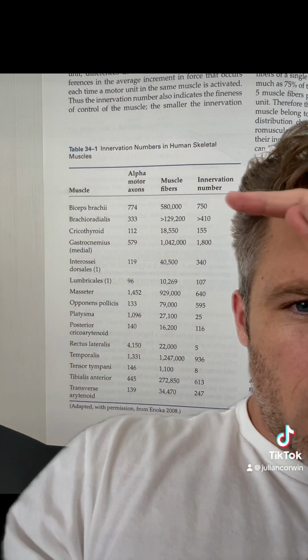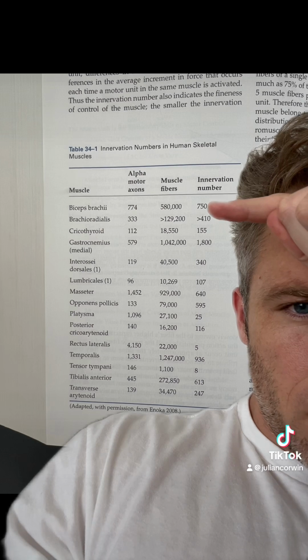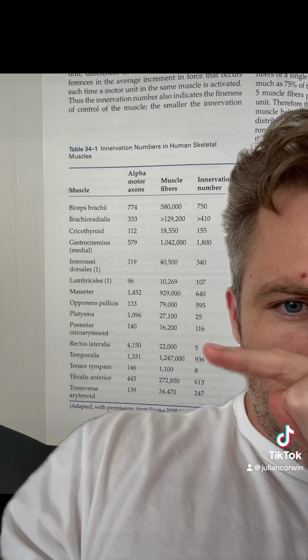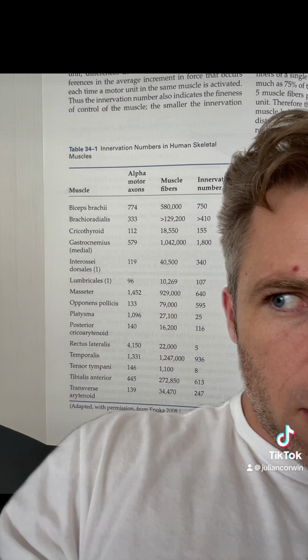every muscle in your body has a different innervation number. And this is like a measurement of how finely controlled that muscle is. The lower the number, the more finely controlled it is. As you'll see from this chart here, something like your biceps muscle has an innervation number of 750, whereas the muscle that moves your eye laterally, the rectus lateralis, has an innervation number of 5, meaning it has very fine control, which makes sense for something like your eyeball.